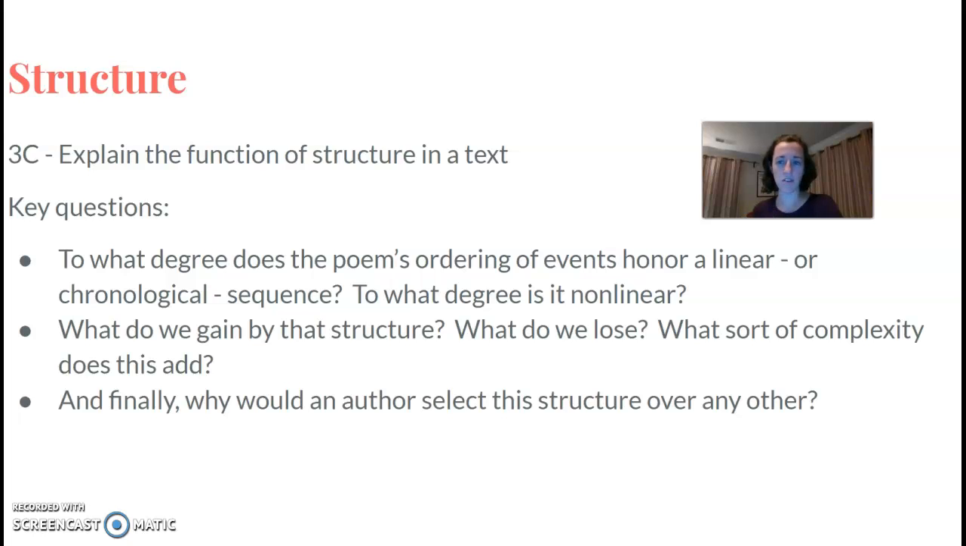So the first step is just identifying what is this structure. And then what do we gain by that structure? What do we lose? What sort of complexity does the structure add? Why would the author select that structure over all others? Especially in the world of poetry, the structure is intentional. It is maybe half, if not more than half, of the meaning and the message. So we really have to deeply understand why the poet is choosing that particular form.